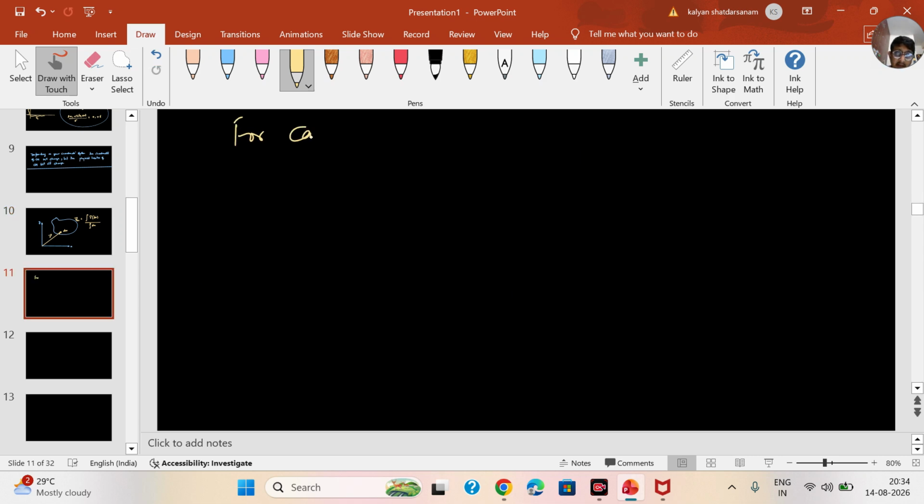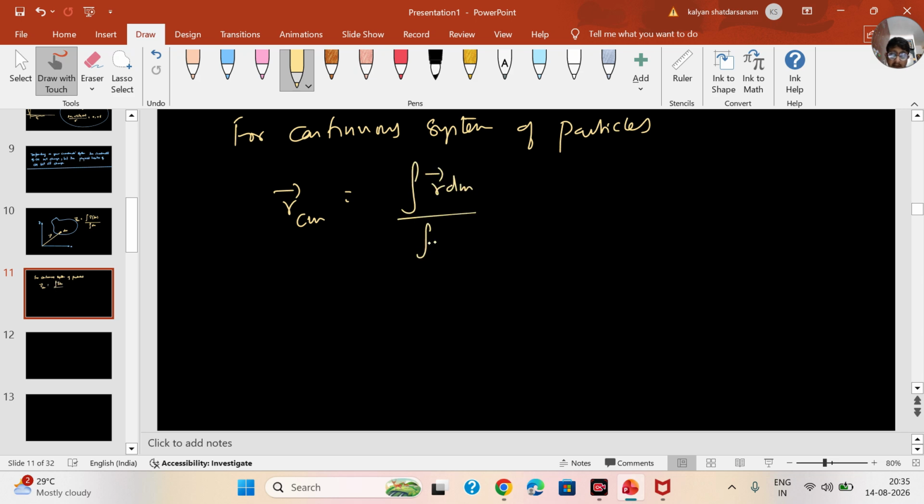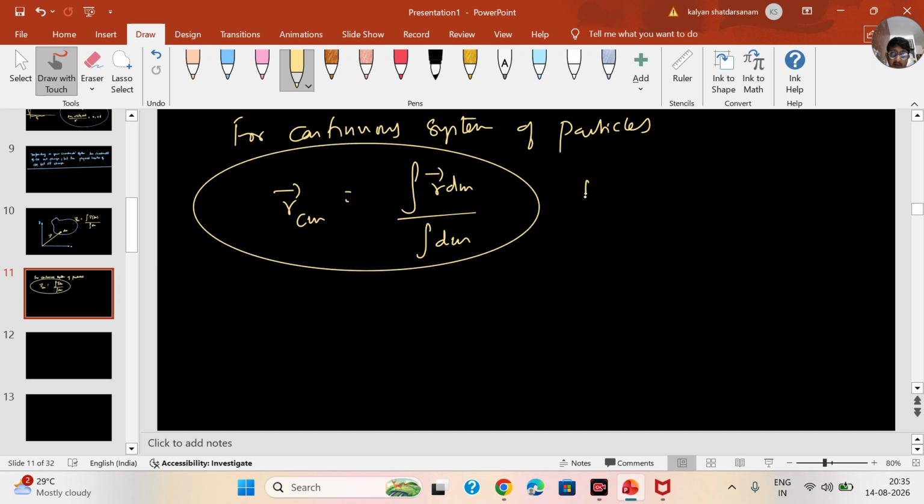So for continuous objects, for continuous, I shouldn't say object, system of particles, for a continuous system of particles, the definition of center of mass, R_CM, is given by integral r dm by integral dm. Again, this is a vector equation. Please note this. This is a vector equation, and I can split it into three scalar equations along x, y, z.